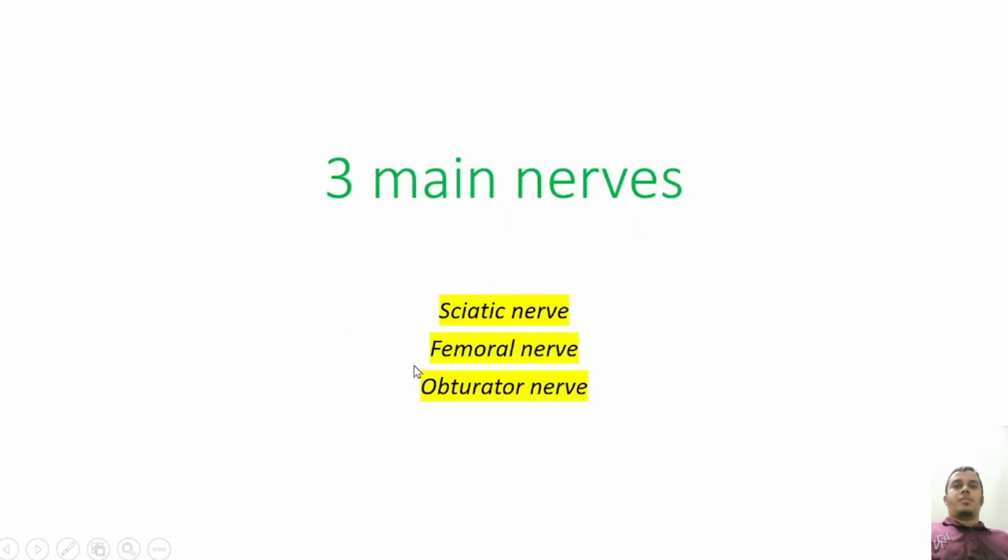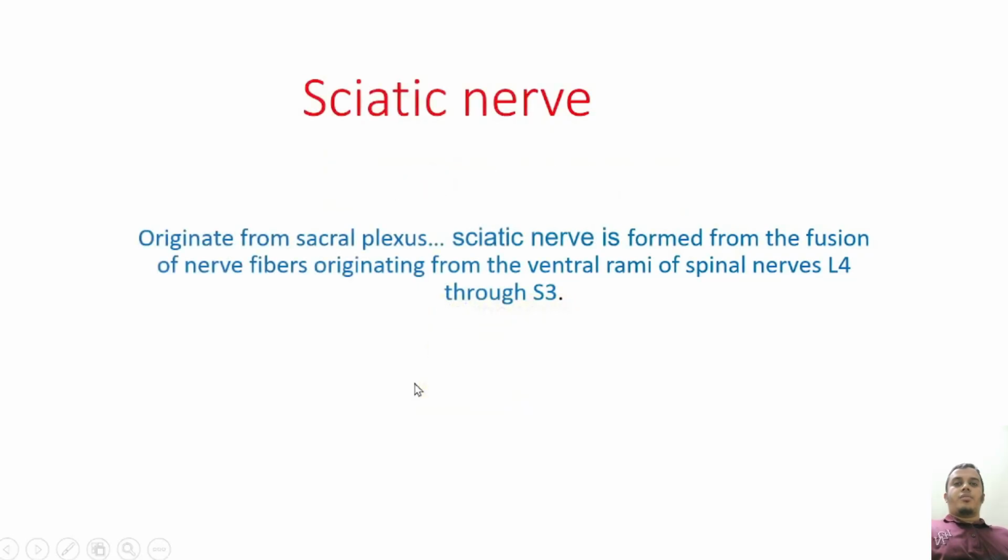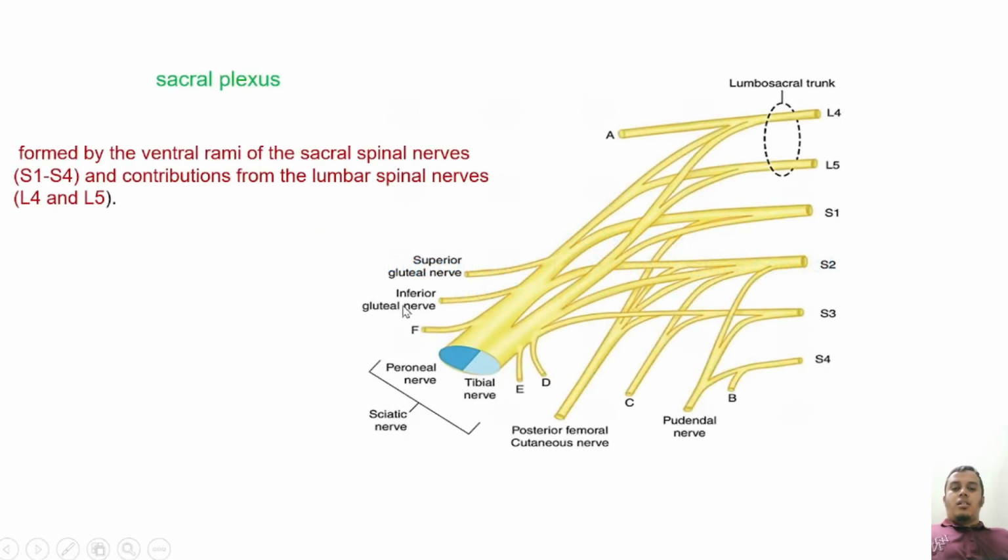The sciatic nerve originates from the sacral plexus by fusion of the ventral rami of spinal nerves lumbar 4 to sacral 3. If we see the picture of the sacral plexus, it is formed by the ventral rami of the sacral spinal nerves sacral 1 to sacral 4, and also contributions from lumbar spinal nerves lumbar 4 and lumbar 5.